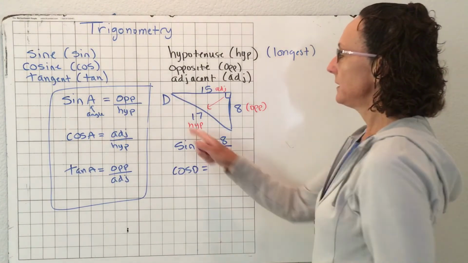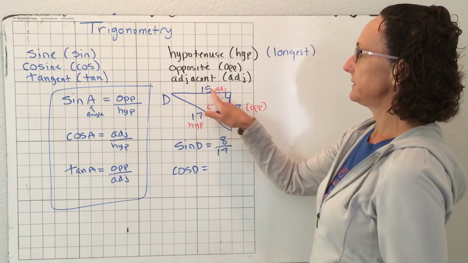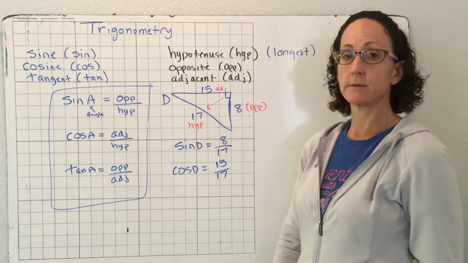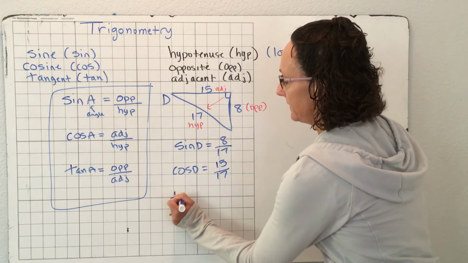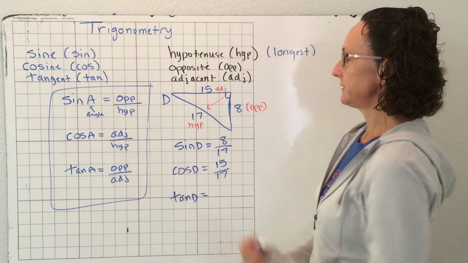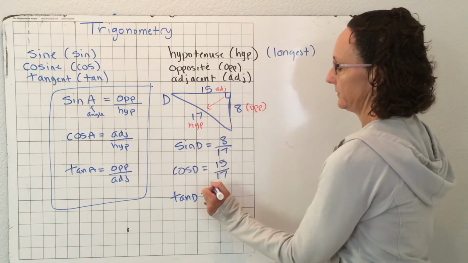Cosine. At D, the cosine is the adjacent over the hypotenuse. And then the tangent is the opposite over the adjacent.